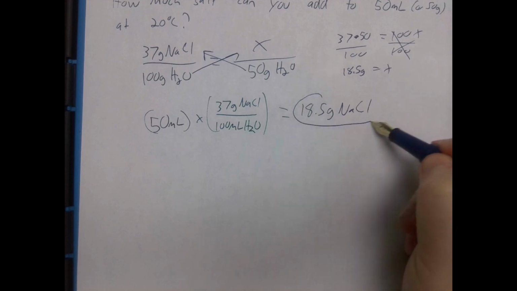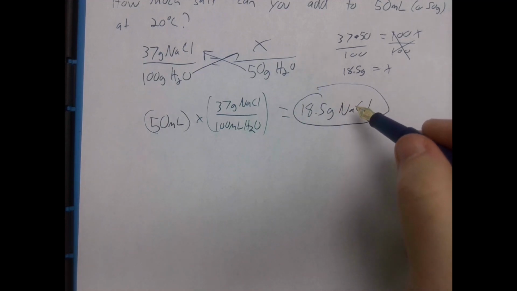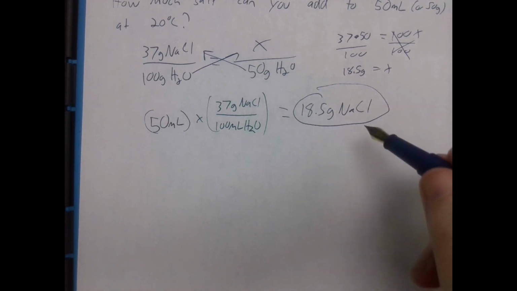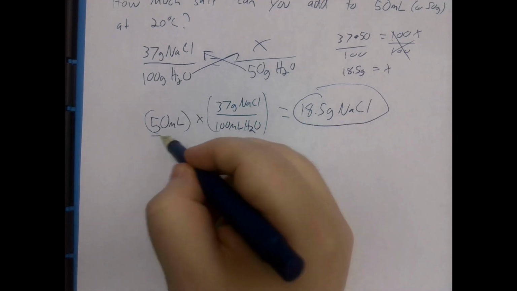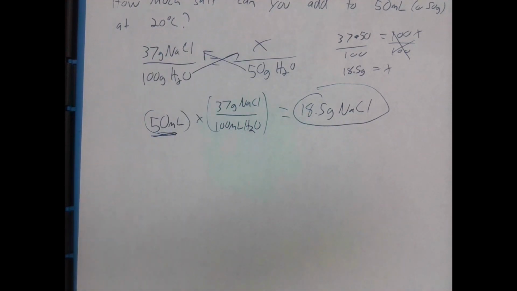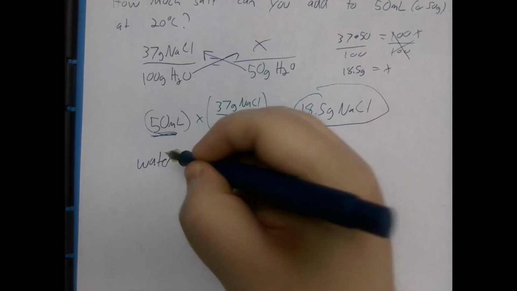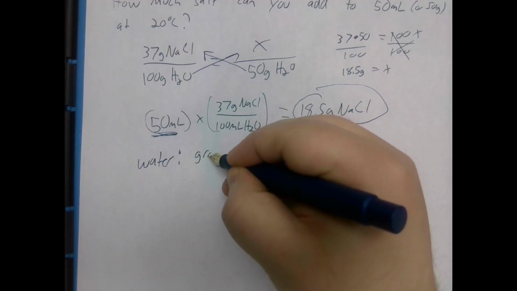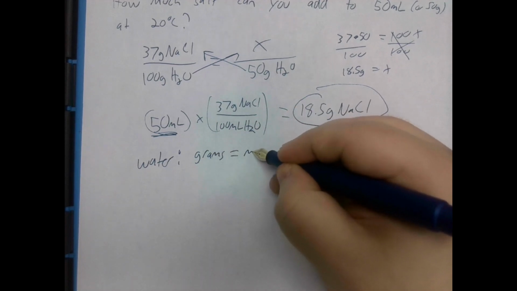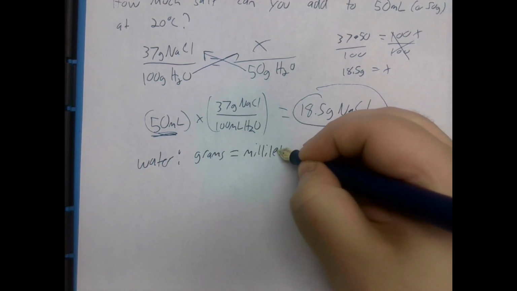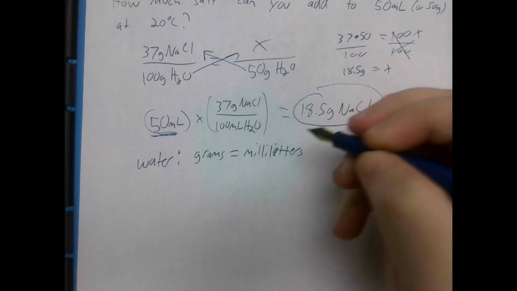So this is how you would find out how many grams of salt are needed to make a saturated solution for 50 grams or 50 milliliters of water. And by the way, if we're talking about water, grams and milliliters are the same thing. They're equal to each other. They're not the same thing.